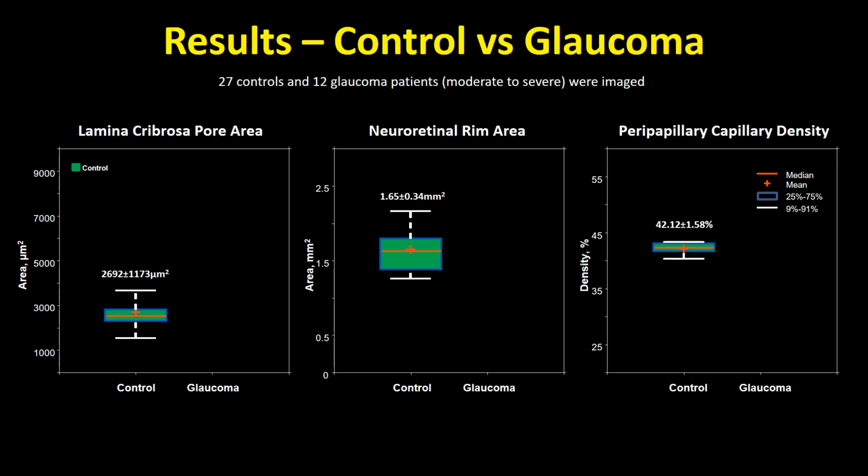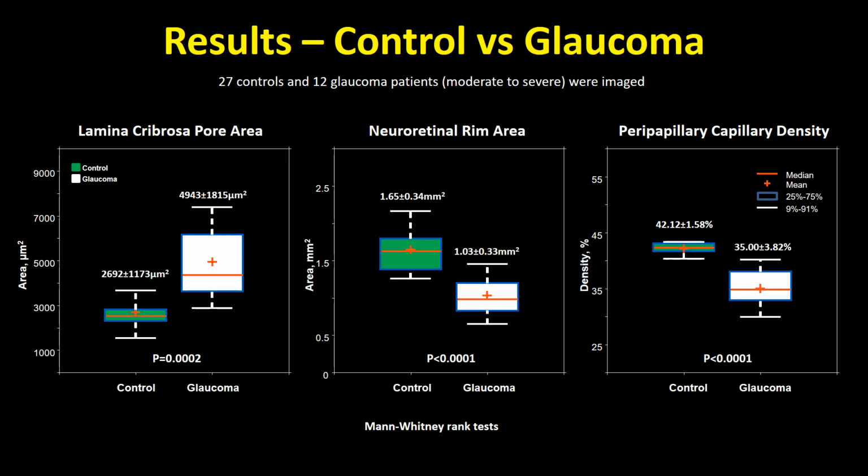Here are the results. In control eyes, the mean of lamina cribrosa pore areas was about 2,700 microns square. The mean of neuroretinal rim area was about 1.65 millimeters square, and the mean of peripapillary capillary density was about 42% in controls.